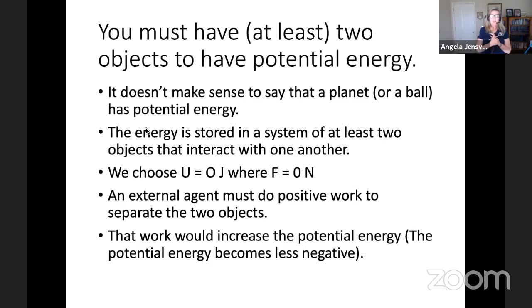We chose arbitrarily that the potential energy is zero when the force is zero. And an external agent would have to do positive work. And work is a transfer of energy into or out of a system. So if you do positive work on a system, you're giving it energy. And where did that energy go? It increased the gravitational potential energy. It became less negative.